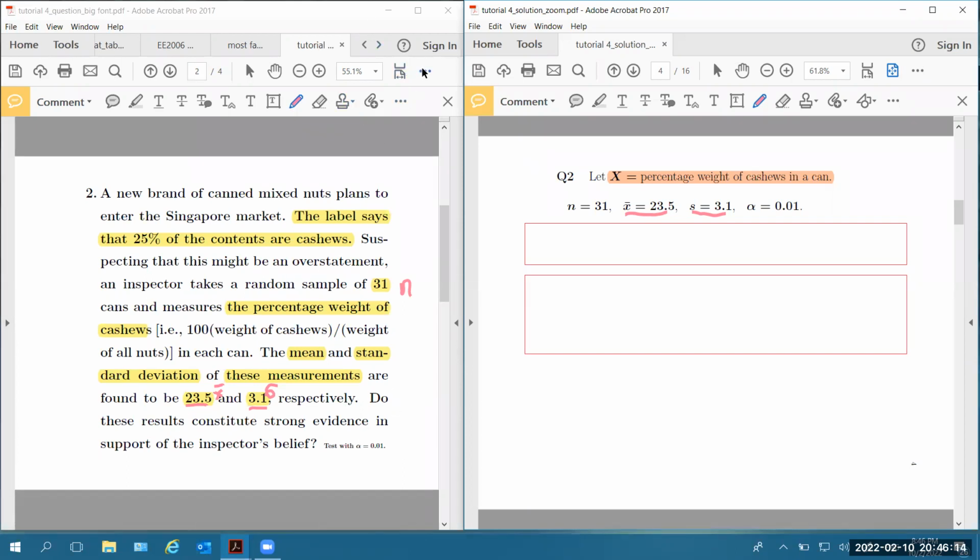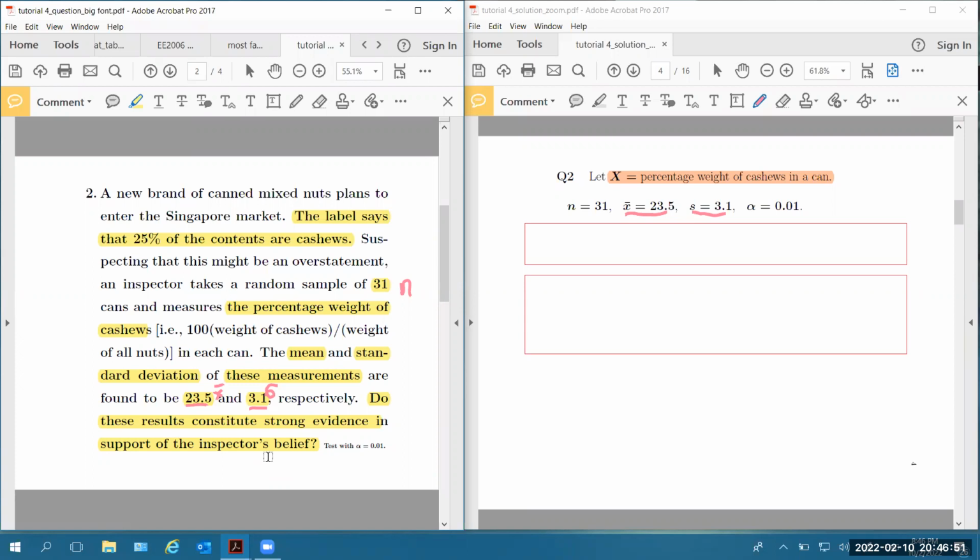Do these results constitute strong evidence in support of the inspector's belief? Now this sentence is very important. Do these results constitute strong evidence in support of the inspector's belief? So it looks like it's a yes or no answer, right? And how do we know yes or no? How do we know whether these sample results support the inspector's belief or not? Well, that means you need to go and test.